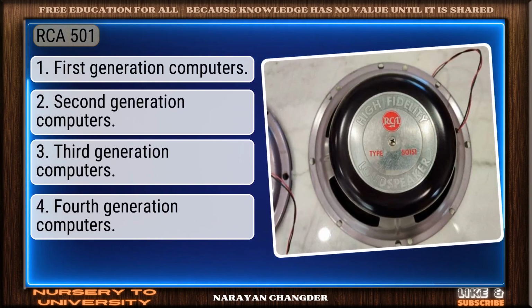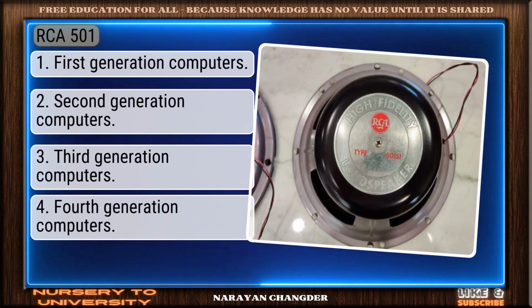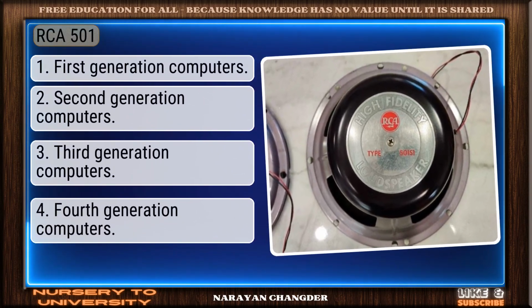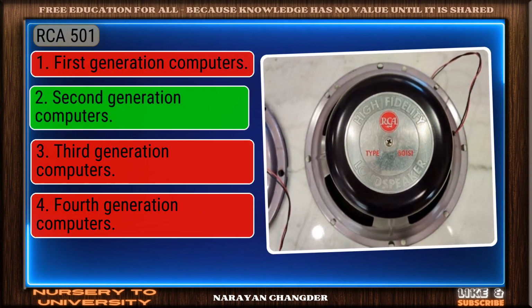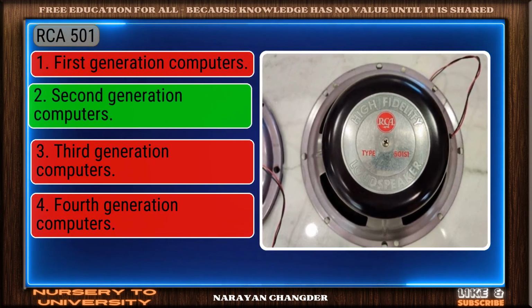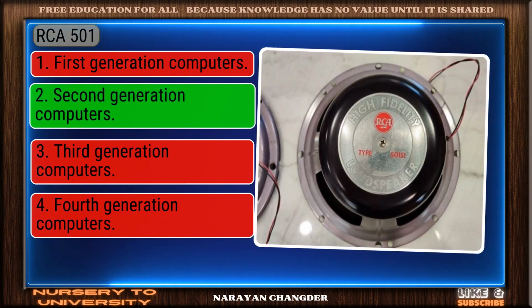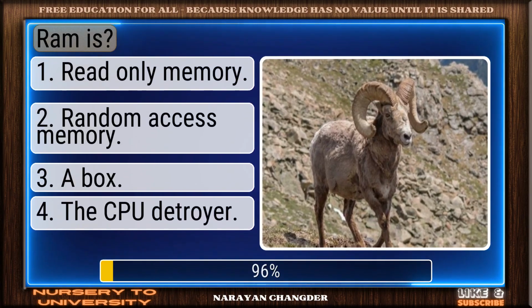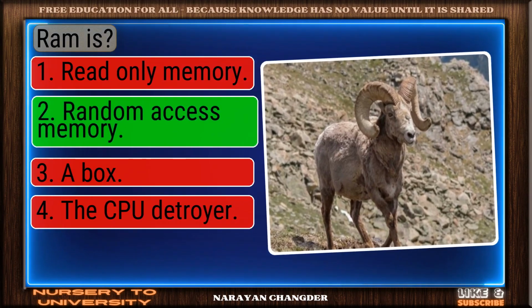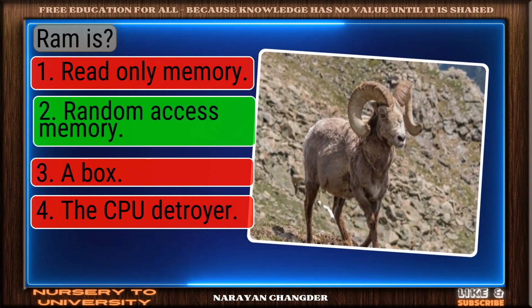Can you solve all these Class 1 Computer Chapter 6 starting and shutting down questions? Second generation computers is right. RAM is? Great thinking. Random access memory is right.